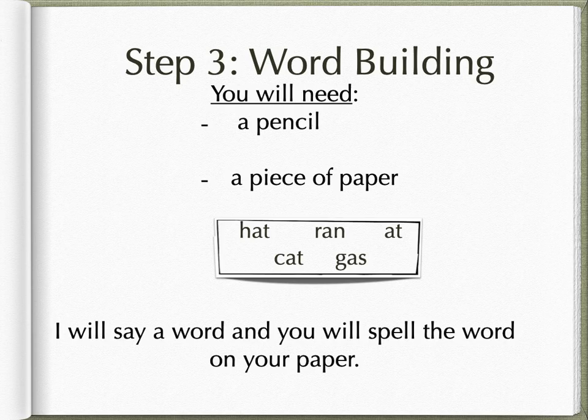R, a, n. Now close your fist and let's say the whole word. Ran. How many sounds do you hear in the word ran? That's right, there are 3 sounds. The word ran is spelled with the letters R, A, N.